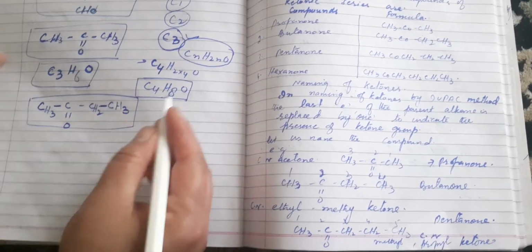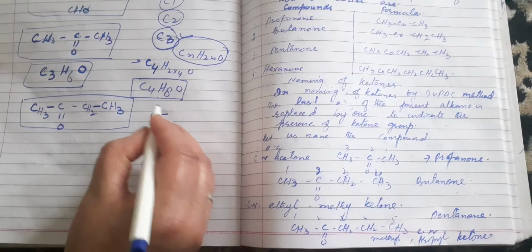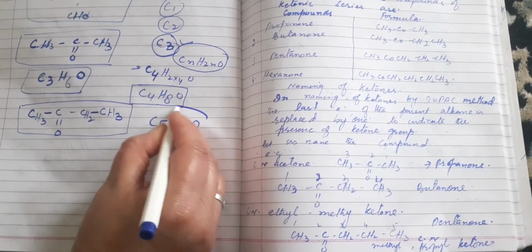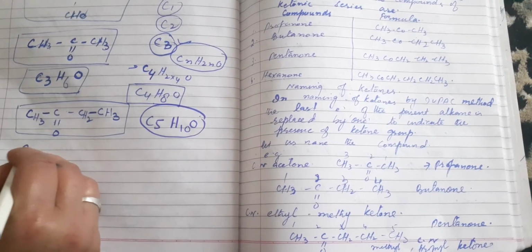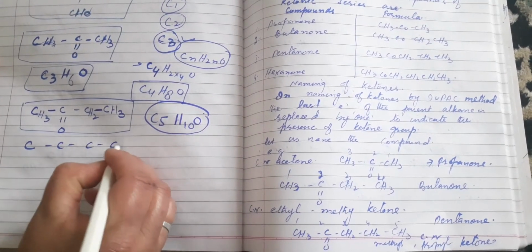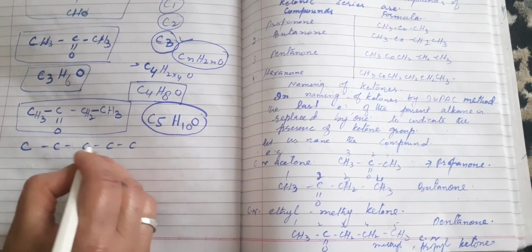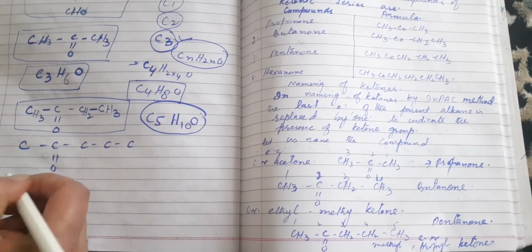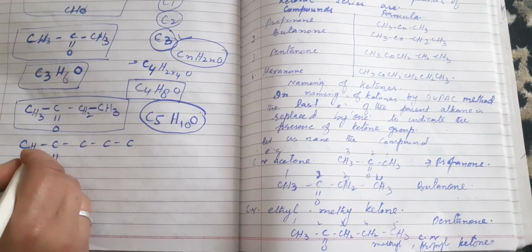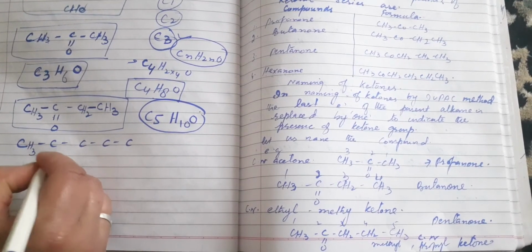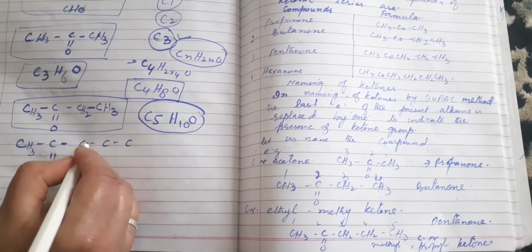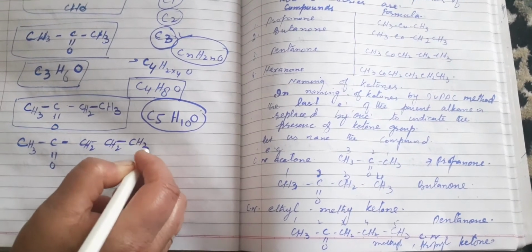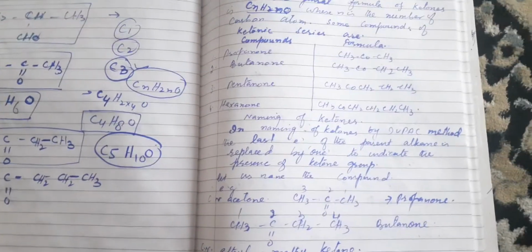If we take another, for example, C5, what will be according to the formula? 5 into 2, 10 O. And we can give its structure: C1, 2, 3, 4, 5. Then the ketone group at some place, then we will adjust its valency. 3 and 1, 4, 1 2 3 4 of carbon, 1 2, now 2 is less here, 3 is less here. This will be the structure of pentanone.